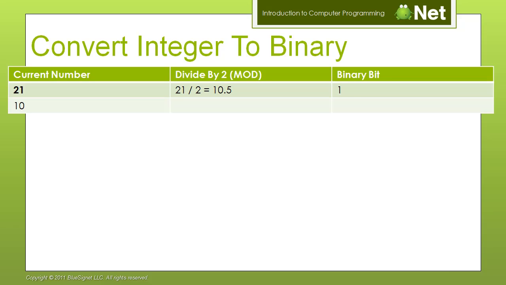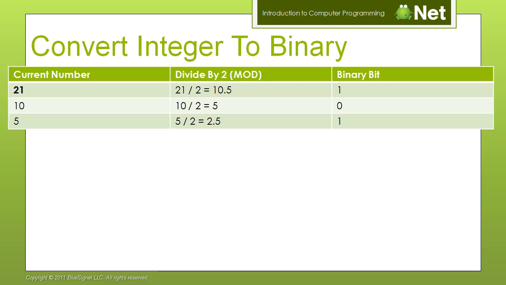Now the next number is 10. Where do we get 10? Well, 10 is the whole number of 10.5. Whatever the division is in the previous step, we drop the remainder and take the whole number. Now we perform this exact same operation with the number 10. 10 divided by 2 divides evenly, so there is no remainder, just 5. So now we have no binary bit, and the 5 carries down to the next current number.